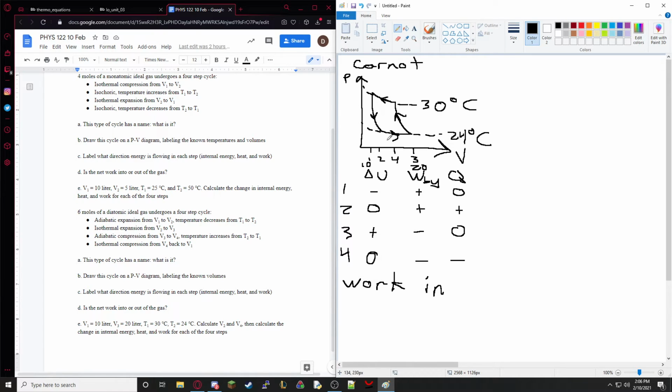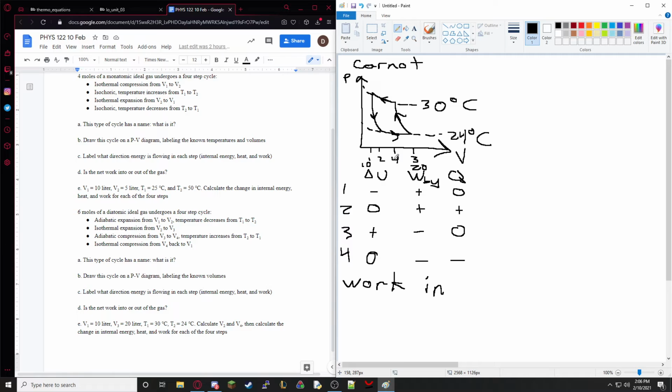First of all, let's start with V2. Would it be easier to calculate what V2 would be by comparing it to V1 or by comparing it to V3? I would say it's easier to relate V2 to V3. And why is that? What's special about step 2 here? What kind of process is it? It's isothermal, so we know the temperature is constant.